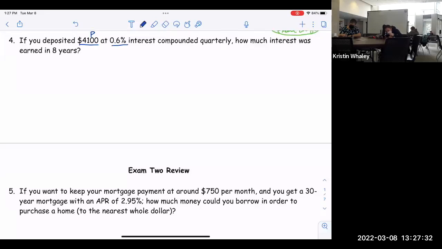So if I move the decimal 2 spaces, I can see that that's an R value of 0.006. Interest is compounded quarterly. So that means N is 4. And then it wants to know how much interest was earned in 8 years. So T would be 8 in this case.